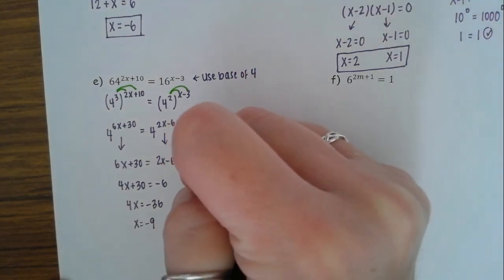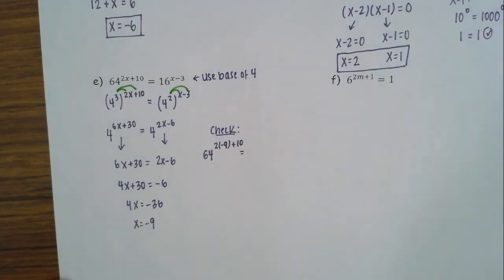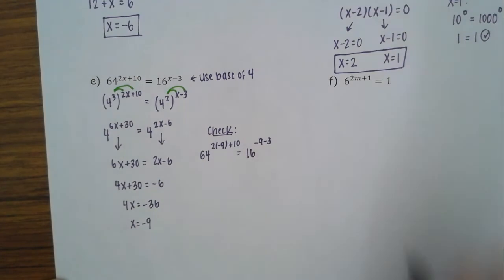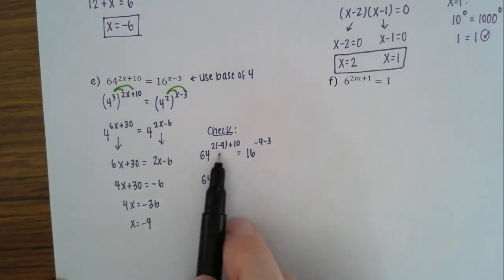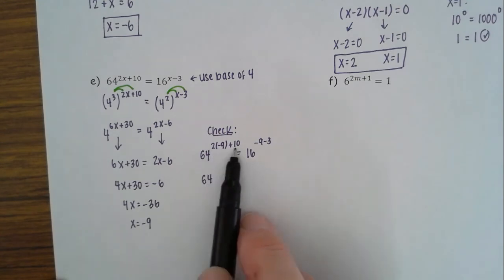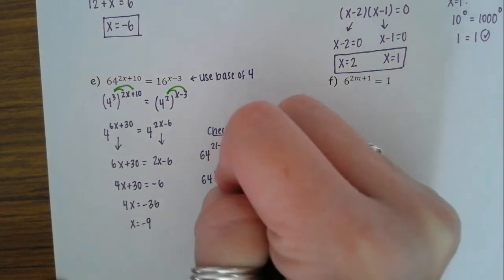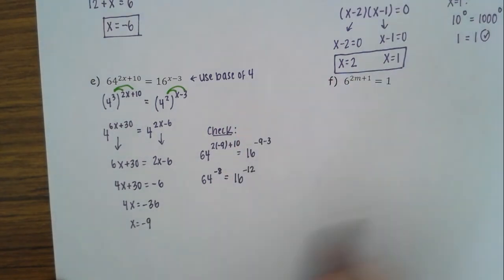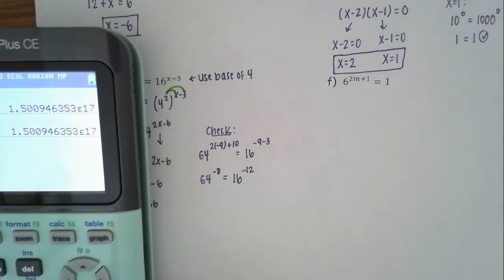So 64 to the 2 times negative 9 plus 10 on the left-hand side, 16 to the negative 9 minus 3 on the right-hand side. That's going to be 64 to the, that's negative 18, and negative 18 plus 10 is negative 8. And then on the right-hand side, negative 9 minus 3 is negative 12. And again, these don't look equal, but I am going to use my calculator to help me here.